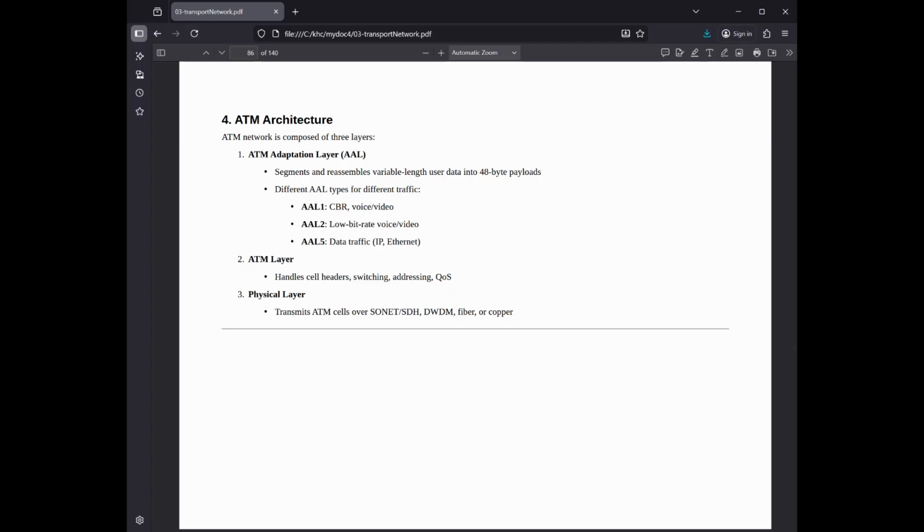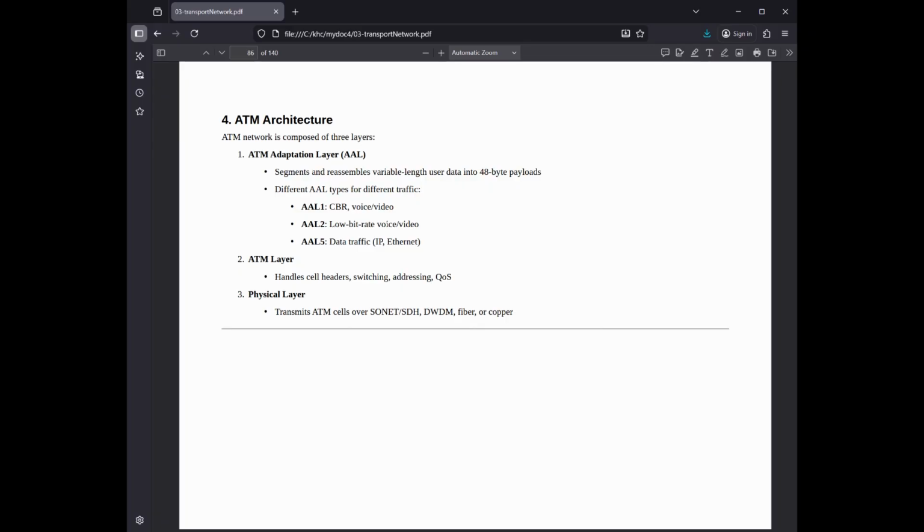1. The reference model. The architecture is divided into 3 layers. Physical layer, manages the transmission of bits over the medium, like fiber optics. ATM layer, handles cell routing, multiplexing, and congestion control. ATM adaptation layer, AAL, converts higher-level data, like an IP packet, into 48-byte segments for the ATM cells.